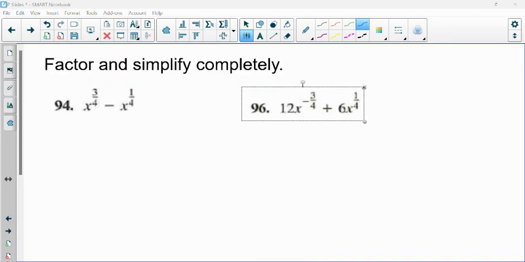Are problems where we have these fractional exponents. Okay. So we can think of, you can write those two problems down a while, x to the 3/4 minus x to the 1/4.